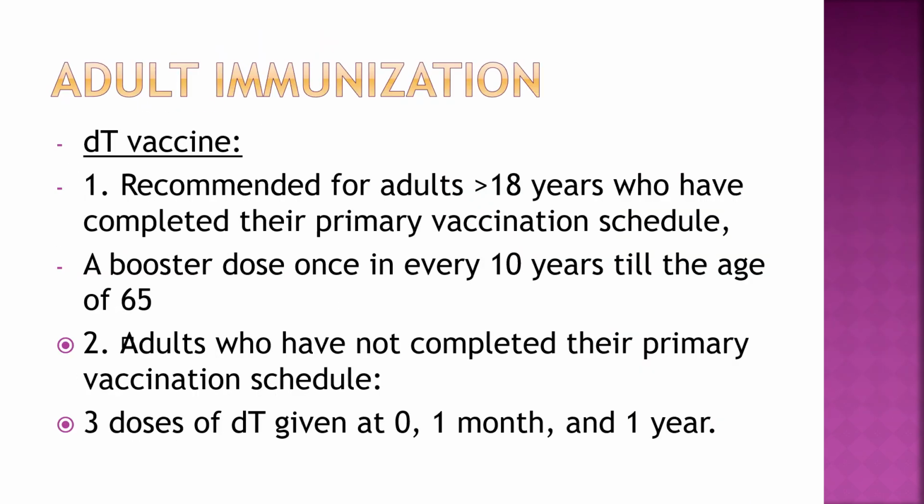In adult immunization, the DT vaccine is used, that is tetanus toxoid and adult diphtheria toxoid. For adults more than 18 years who have completely followed the primary vaccination schedule, a booster dose once every 10 years is given till the age of 65. For those who have not completed their primary vaccination schedule, 3 doses of DT are given at 0, 1 month and 1 year.